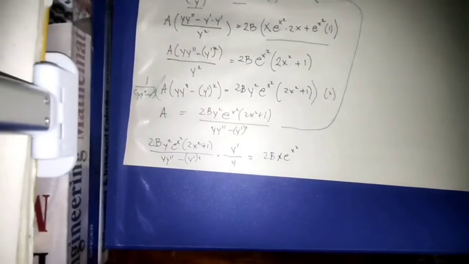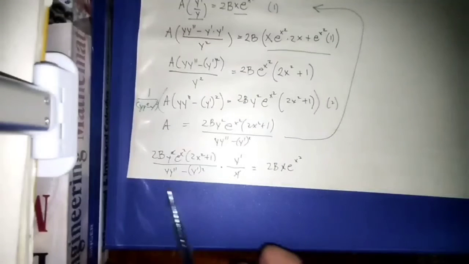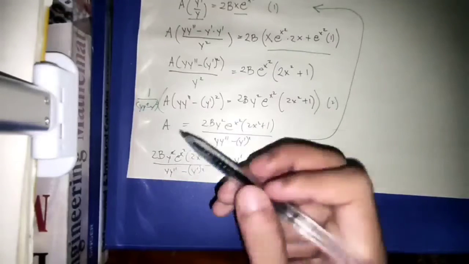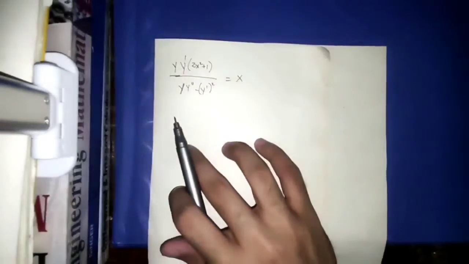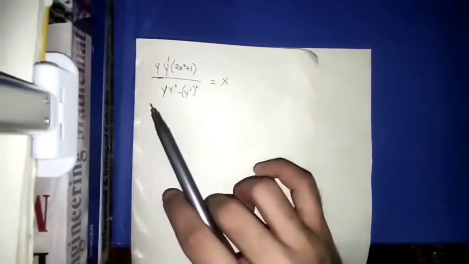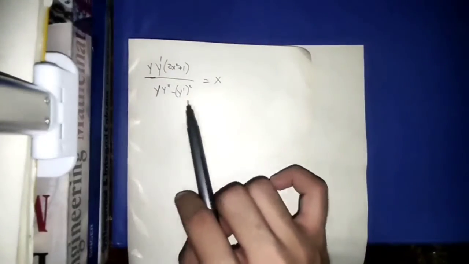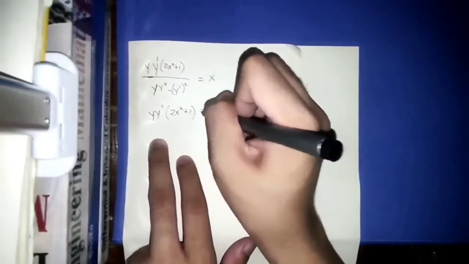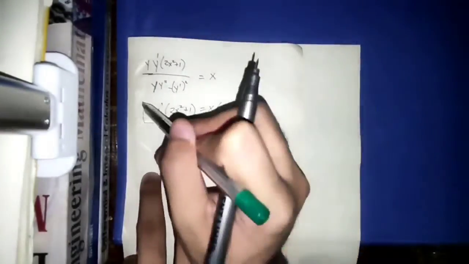On the left side, we can cancel one y from the numerator and denominator. And also, by inspecting the whole equation, we can cancel out similar multipliers, which are 2b and e raised to x squared. Leaving us this equation now. We have y prime times 2x squared plus 1 all over y double prime minus y prime squared equals x. Now let us multiply this whole denominator to the right side. And now we have the final equation.